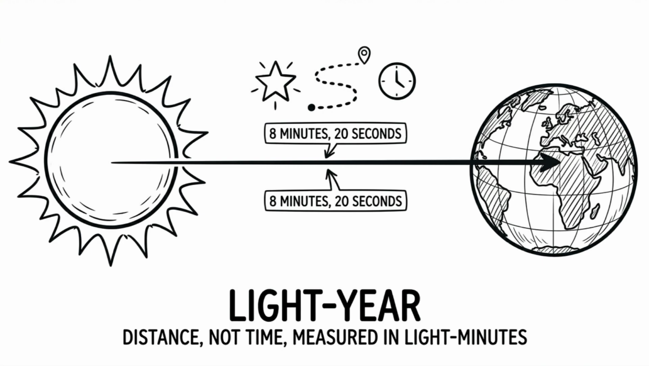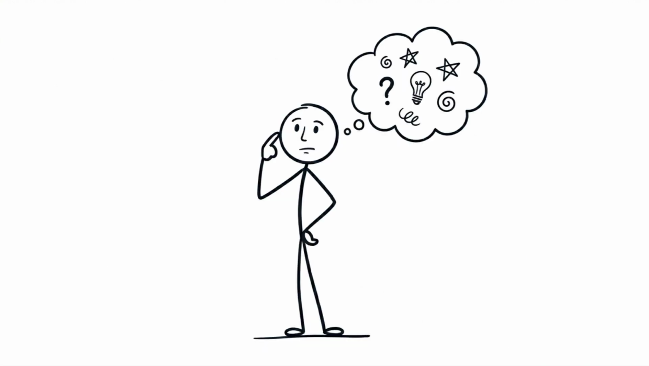So when scientists measure the light beam, they measure how much space it covers from the sun to Earth. I want to repeat it. They measure how much space light covers from the sun to Earth. That's why a light year is a unit of distance, not a unit of time. So you can think about that.